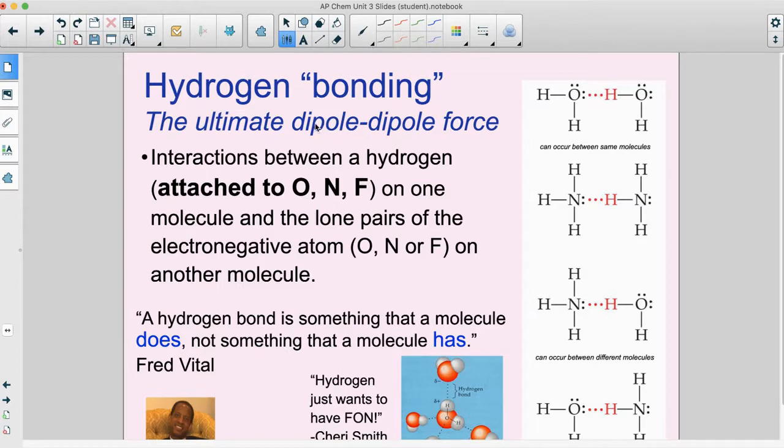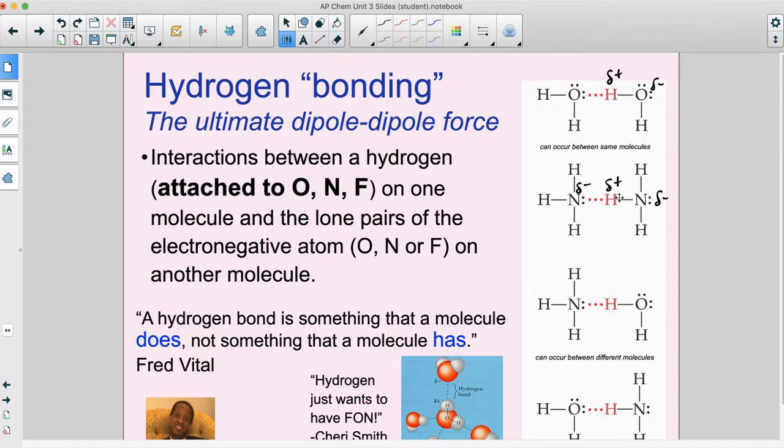All right, so hydrogen bonding is kind of the ultimate dipole-dipole force. Basically, hydrogen just wants to have fun. And hydrogen, when it's attached to FON, that's F, O, or N, fluorine, oxygen, or nitrogen, these very highly electronegative atoms pull electron density away from the hydrogen, making it quite electropositive, partially positive, and partially negative for these electronegative atoms. And so we have the lone pairs of the electronegative atom attracting the hydrogen that's attached to the F, O, or N in a different molecule.